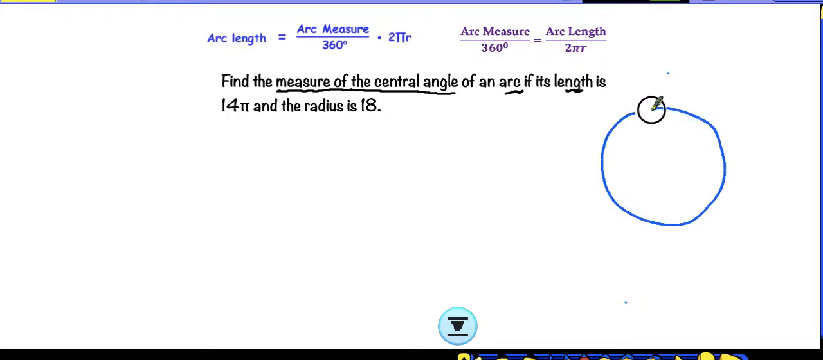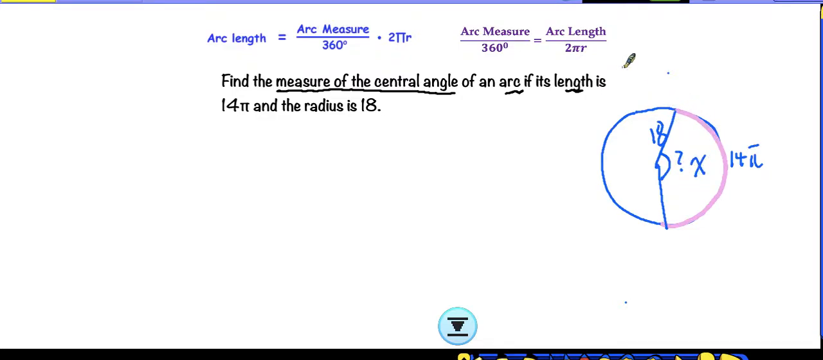So we know it's a circle, and the measure of the central angle we need to find, which we don't know, but we do know the arc length, which is 14 pi. Let's say this piece is 14 pi. And also we know the radius, let's say the radius is 18. But we do need to find the measure of the central angle, the one thing we don't know. So let's put an X here.